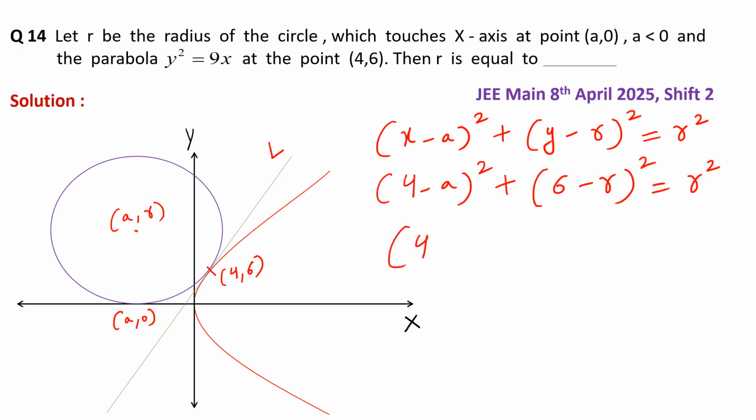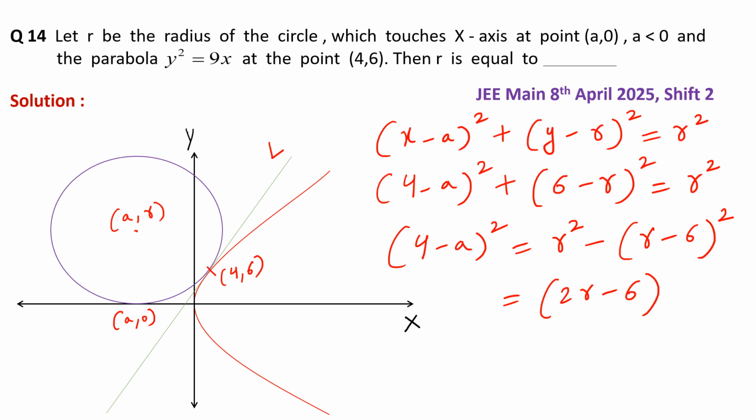Now students, from here I can say (4 minus a) whole square equal to r square minus (r minus 6) whole square. And this becomes (r plus r minus 6), which is 2r minus 6, into (r minus r plus 6), which becomes just 6. Now students, since (4 minus a) whole square is a positive quantity, the right hand side of this equation, that is 6 times (2r minus 6), must also be positive. So 2r minus 6 must be greater than 0. So I can say that r must be greater than 3. Now we will use this fact at later stage.